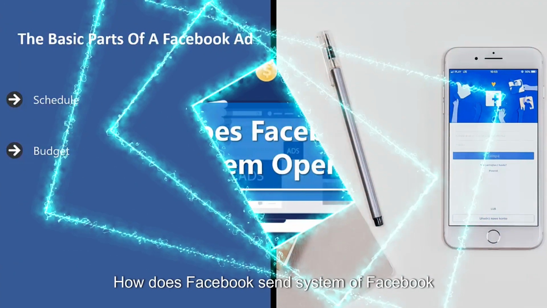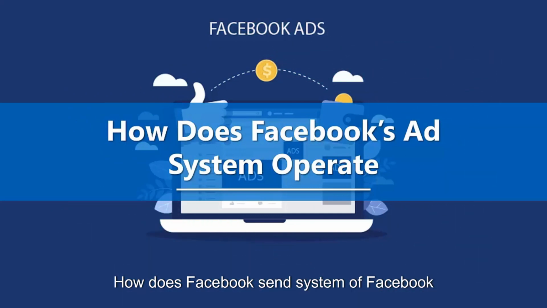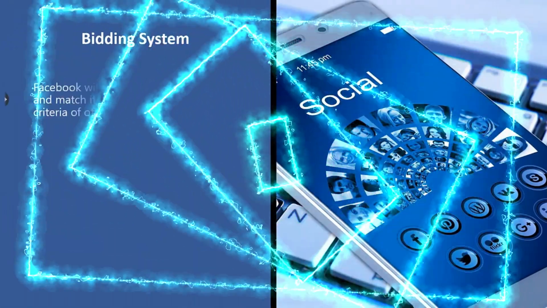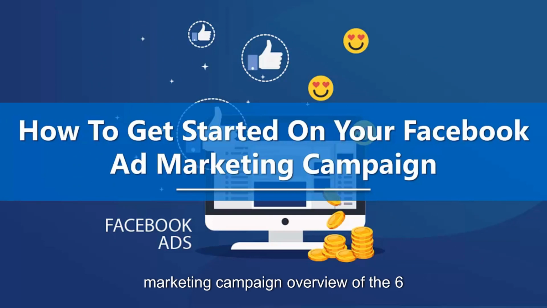How does Facebook's ad system operate? As you can probably already tell, Facebook has a lot of users and this creates a lot of ad inventory. After all, when a user loads many different pages as they check out different types of content on Facebook, these pages can be used to show ads. This is what makes up Facebook's ad inventory. Bidding system.